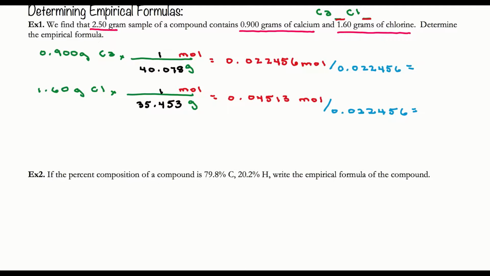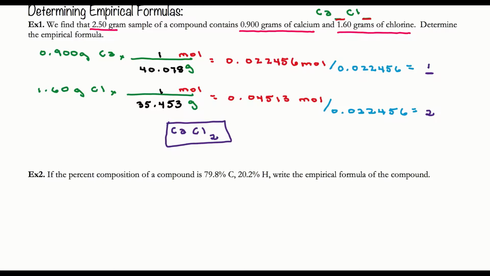So when I divide 0.022456 by itself, I'm obviously going to get 1. And now when I plug in 0.04513 by 0.022456, I get 2.0097, which I can round to 2. Okay, so now I can write out my formula. It's Ca, the subscript is a 1, but I'm not going to write that because it's implied, Cl, subscript 2. And that is my empirical formula for calcium chloride.